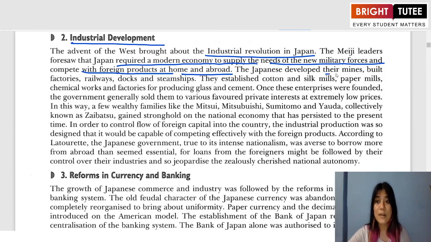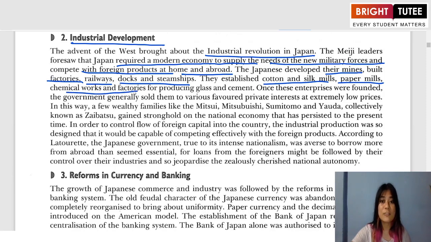The Japanese developed their mines, they built factories, railways, docks, and harbors where ships were built. They established cotton and silk mills, paper mills, chemical works, and factories for producing glass and cement. So all kinds of materials that were required for the progress of cities and the country, they established factories for, and the production of those products was already started.